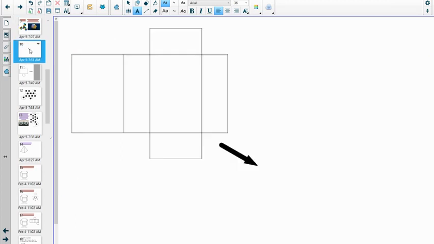Here is a net for a different shape. I'll give you just a moment to think about what three-dimensional shape you would make if you took this net and folded it up. And if you're like me, you're imagining a cereal box right now, because when I'm done with the cereal box, I flatten it out so I can take it out to recycling. And this is what it looks like after I've flattened it out.